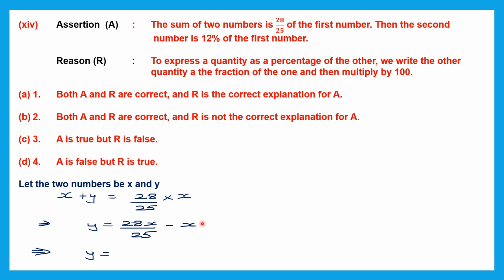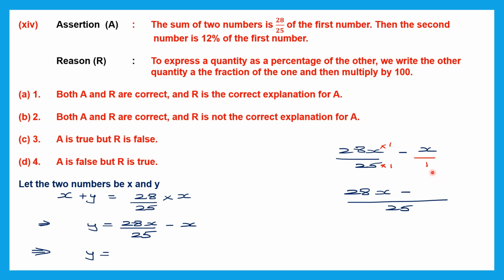Let's work out only this separately here. So 28x by 25 minus x. Now this has become subtraction of fractions. Let's give this the denominator 1. Now the LCM will be 25. So here we have 25 into 1 is 25, so 28x into 1 is 28x. So this is the same minus.